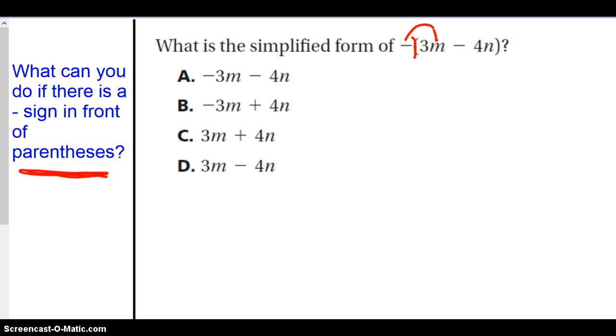And then you just pull it through, so you end up with negative 3m, and what happens to this 4m? Always be careful with that sign right there. That becomes a positive 4m.